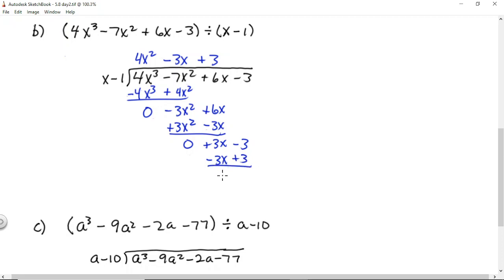Add vertically, we get 0 plus 0. So this time there is no remainder. There's nothing left to bring down. We're done, and because this is zeros, there's no remainder, so this is it. Okay, so we have one more.